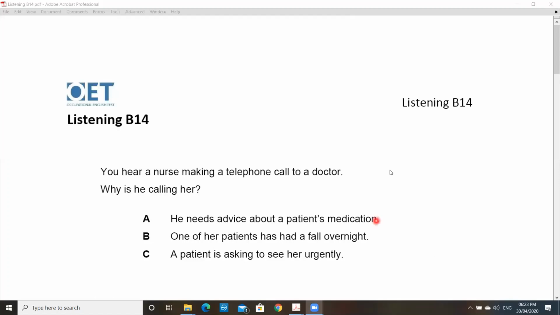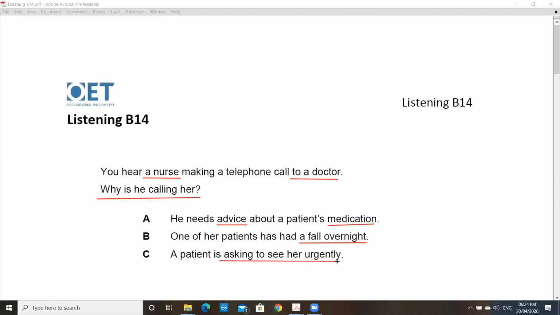Okay, so I have got it on screen. It says a nurse making a telephone call to a doctor. Why is he calling the doctor? He needs advice about patient's medication. One of her patients has had a fall overnight. A patient is asking to see the doctor or to see her urgently.